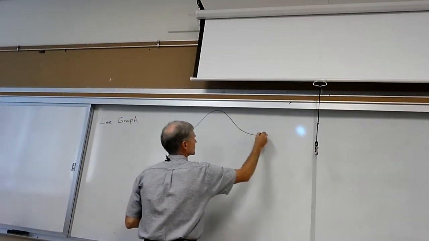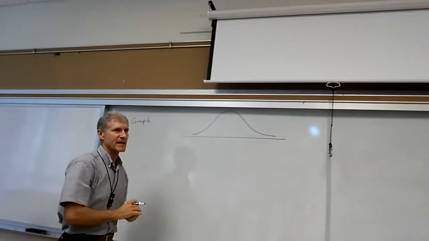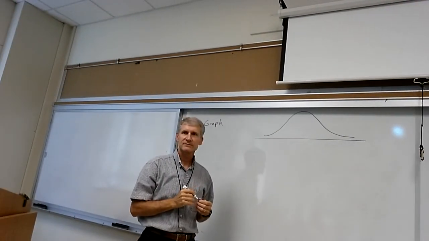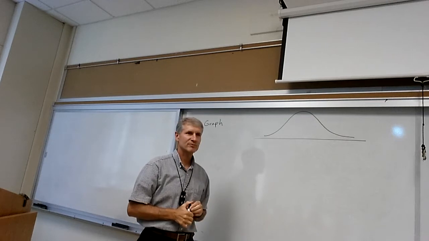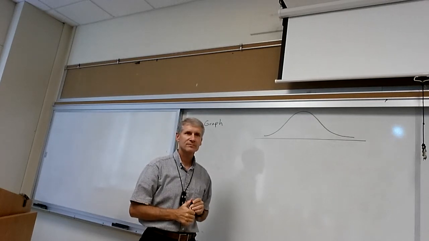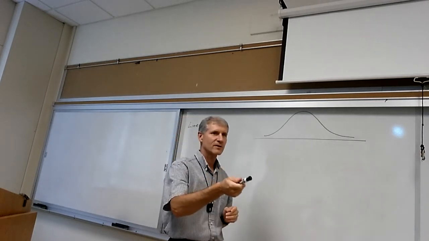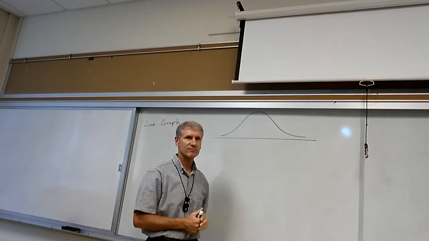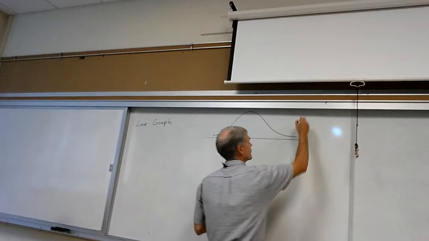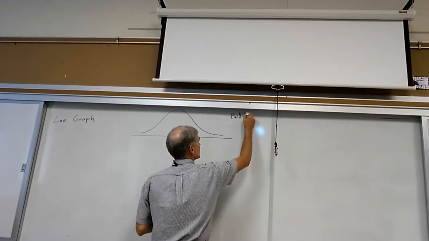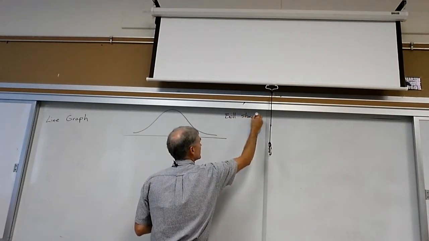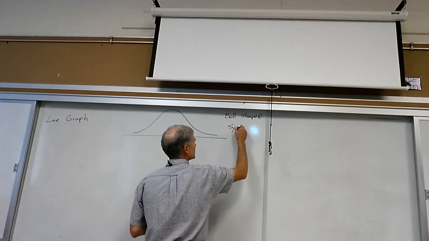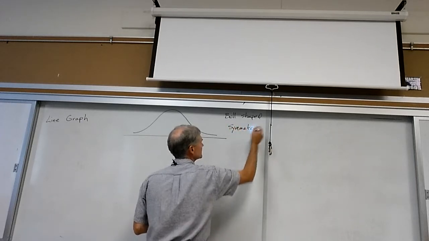So if you have a distribution shaped like that, what do we call that shape? What'd you say? Okay, the bell curve. This is bell-shaped and symmetric, right? Bell-shaped and symmetric. And what does the word symmetric mean?